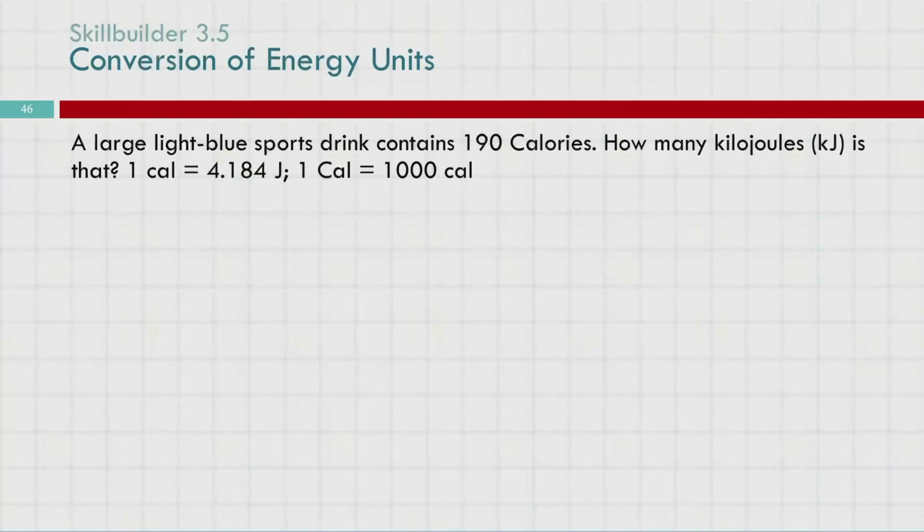All right, our large light blue sports drink contains 190 Calories. We want to find kilojoules. We're given a couple conversion factors. So we're starting with 190 Calories, trying to find kilojoules. Hopefully we all correctly identified our start and end points. We might want to build out a solution map. So Calories going to kilojoules.